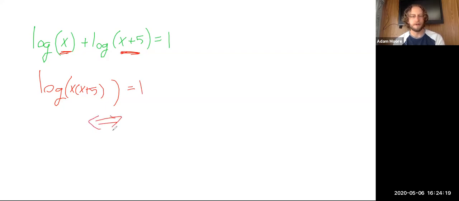That sort of helped. At least now it's all one logarithm, and we can find maybe an exponenty way to say that. Remember, this is log base 10, like you guys were telling me. Now in exponent form, that's 10 to the 1 equals x times x plus 5. Whoa. X times x plus 5 is doable. X squared plus 5x, that seems all right. 10 to the 1 is easy, that's just 10.